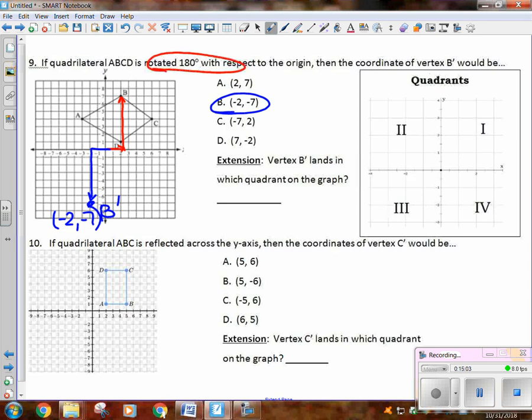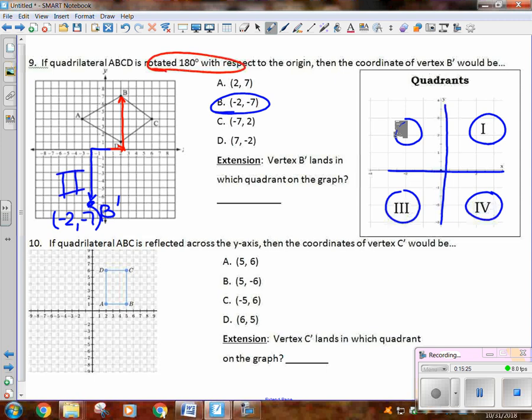Now, we do not really do much with quadrants, but it's never a bad thing to refresh. What are the quadrants? Well, if you start in the top right, this is quadrant 1, quadrant 2, quadrant 3, quadrant 4. So as an extension question, vertex B prime lands in which quadrant? So I think you know that it lands in quadrant 2. So we use the Roman numeral 2, or you can simply write the number 2.